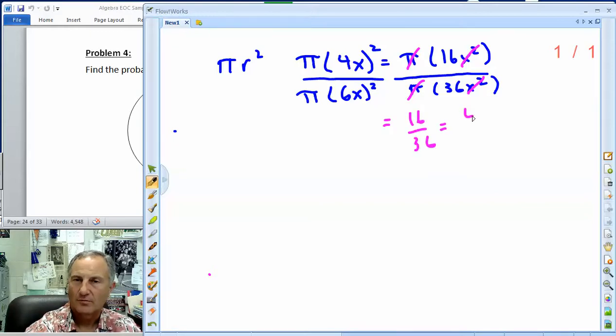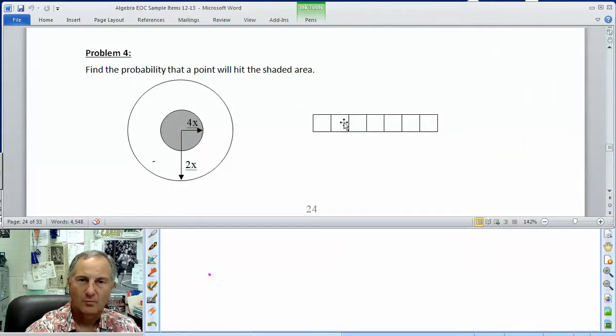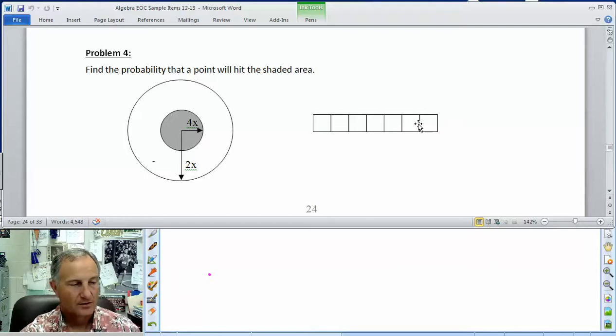4 goes into there 4 times. 4 goes into 36 9 times. 4 ninths. Okay. I think we take a look back here. 4/9 or 4/9. Okay. Put that fraction bar in there in one of the boxes. So we're good to go there.